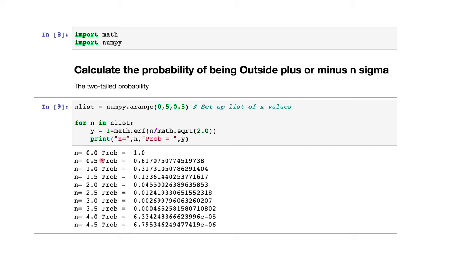The odds of being more than half a standard uncertainty is about 62%. The odds of being more than one standard uncertainty is about 32%, which of course is the reverse of what we were talking about in the last video, which was that the odds of being within one standard uncertainty is about 68%. And similarly for other values.